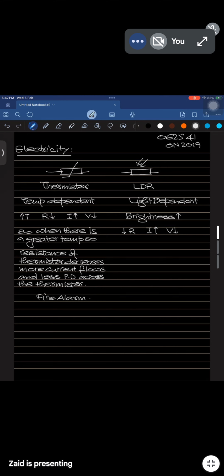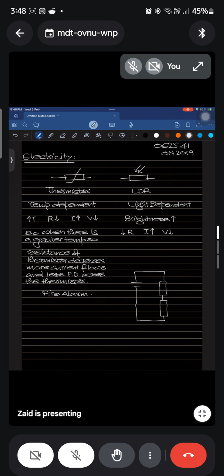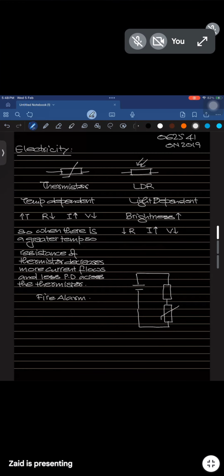Now these two components will be given in a circuit. That's what we call the potential divider. A potential divider is basically, this is one of the most important topics. A potential divider is like this. Let's suppose this is a thermistor and we have put the potential divider over here.